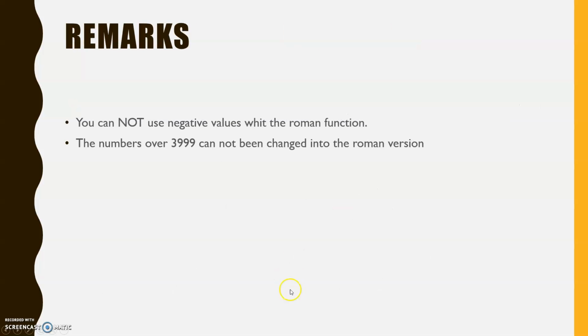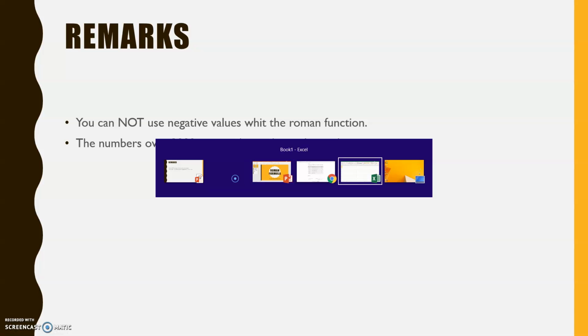There are some remarks you have to know before starting to use the ROMAN function. The first one is that you cannot use negative values for this function. And the second one is that numbers over 3,999 cannot be shown in the Roman version. Knowing this, let's start with the example.